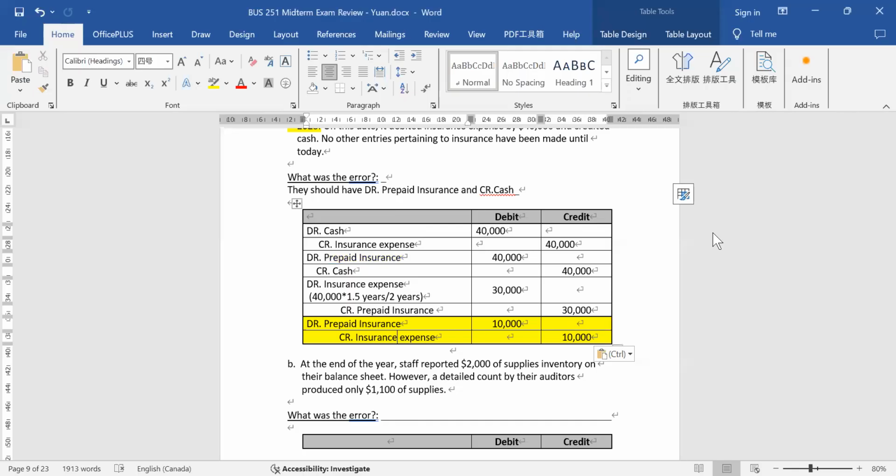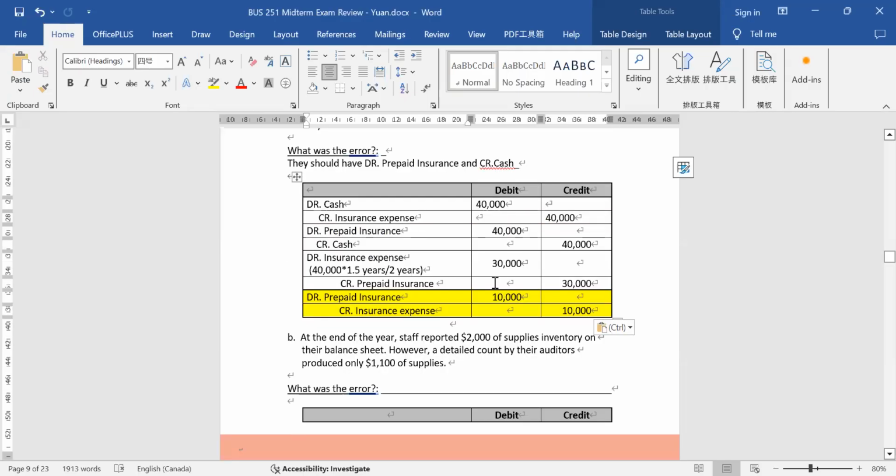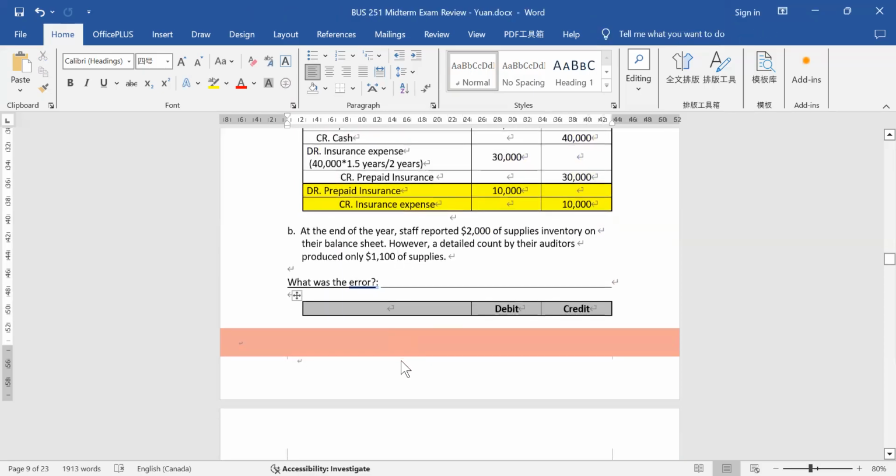Okay, let's move to the next part. So just one more sentence. When you do the journal entries in exam, you can write this part and you can write the combined one. Both are fine.